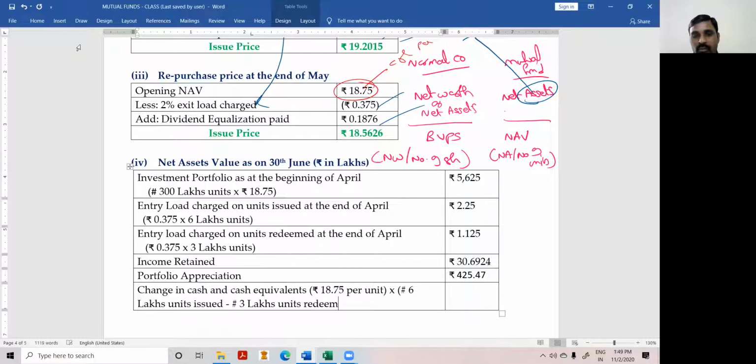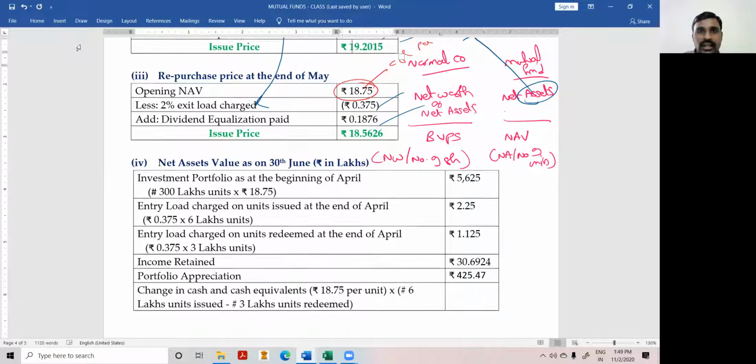Am I correct or not? We are collecting the cash and we are paying the cash. Where is the net effect? Net effect. This is the cash collected.